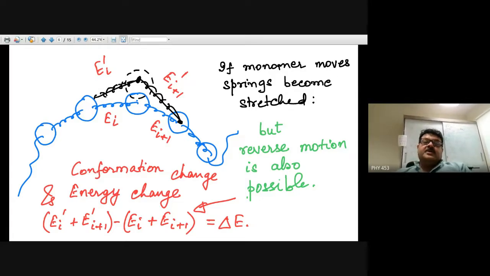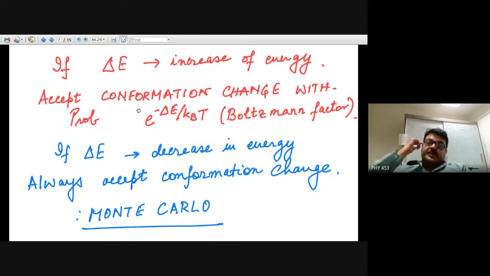Okay, so similarly in the next step, what you could also do is, if the monomer was already here and it moved in the opposite direction, the reverse motion, from here to here, then there would be, suppose, an energy decrease, so delta E will be negative. And then again you can ask whether that trial step will be accepted or not.